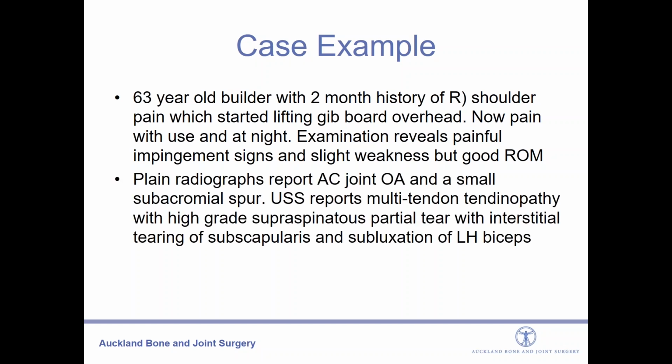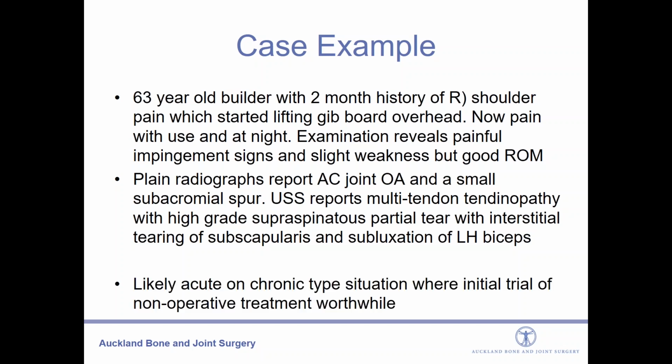So plain radiographs, probably appropriate for age, a bit of AC joint arthritis, small subacromial tear, and his ultrasound shows a bit of tendinopathy everywhere, partial tearing of this and that, subluxation of the long head of biceps. Whenever you see multiple tendon involvement with tendinopathy and partial tears, almost always that's degenerative pathology, intrinsic, age-related. It's probably got nothing to do with the fact that he lifted the jibboard overhead, apart from the shoulder didn't like it and it started to get sore. So that person, I'm definitely not thinking immediately of operations.